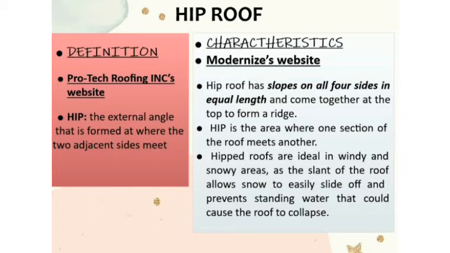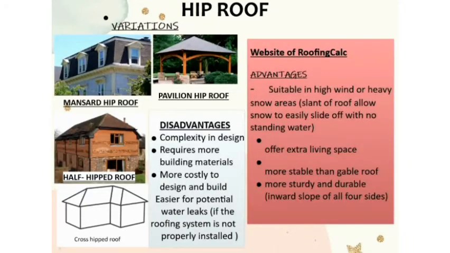Hip is the area where one section of the roof meets another. Hip roofs are ideal in windy and snowy areas, as the slant of the roof allows snow to easily slide off and prevent standing water that could cause the roof to collapse. The variations of hip roof include mansard hip roof, pavilion hip roof, half hip roof, and cross hip roof.